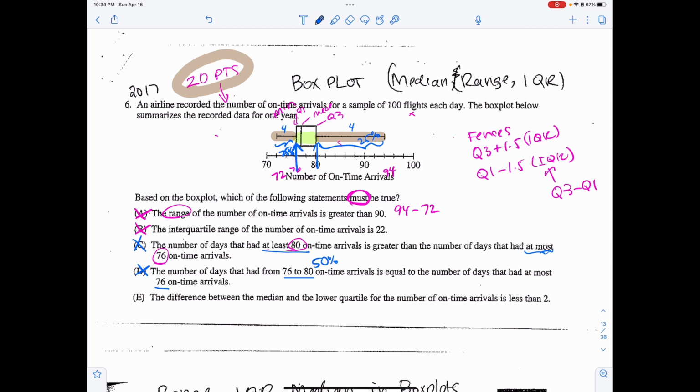The difference between the median and the lower quartile for the number of days on time is less than 2. So I look at the median, it is here, and the lower quartile is here. If I erase it, you can definitely see it a lot better. But you see here, it looks like it's 1, and so that's the only one that's true.